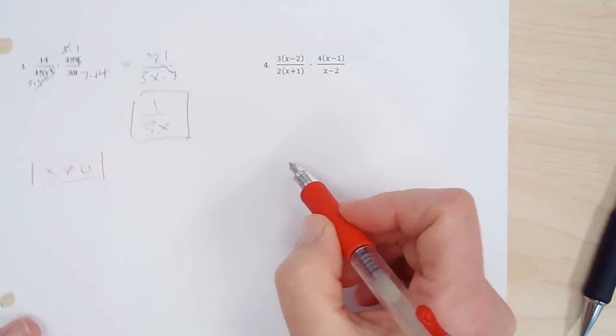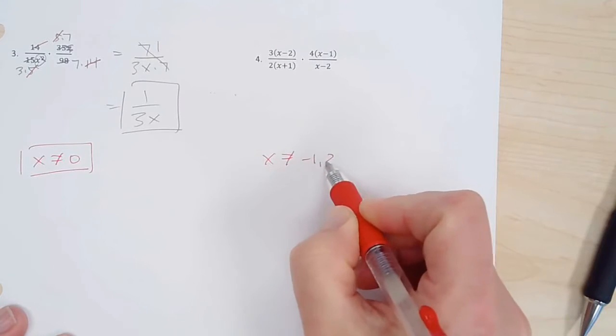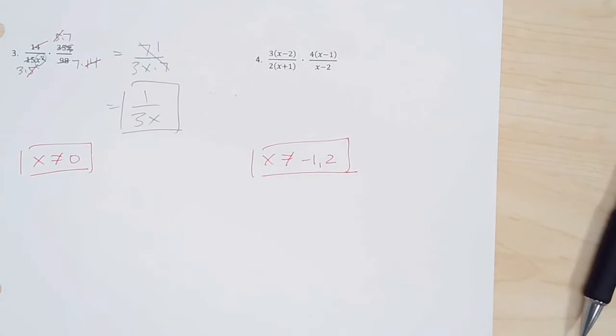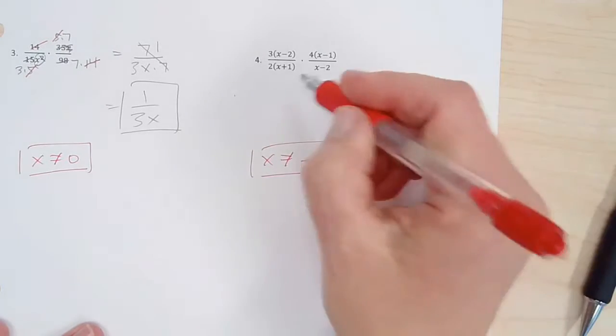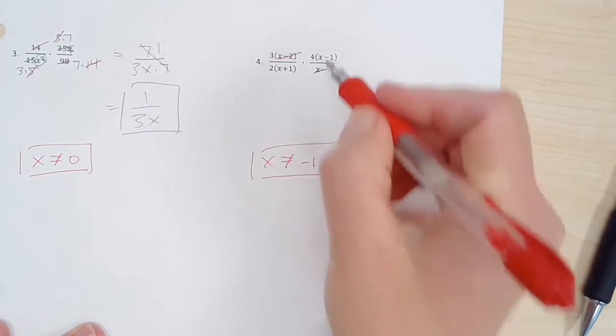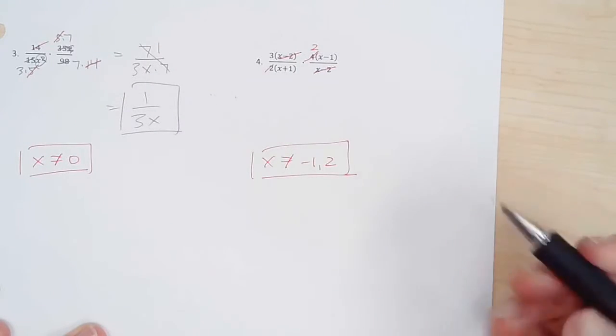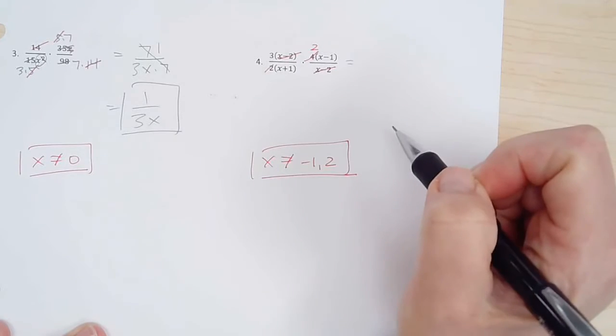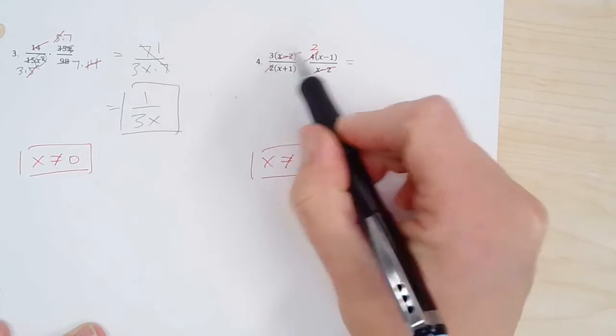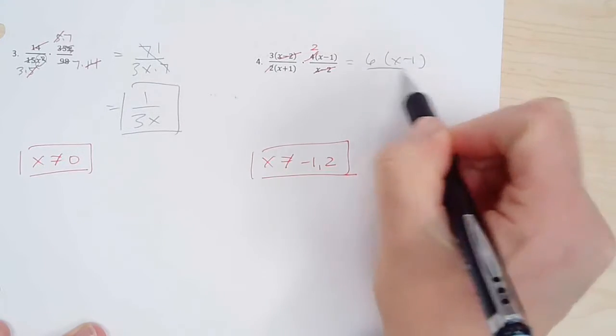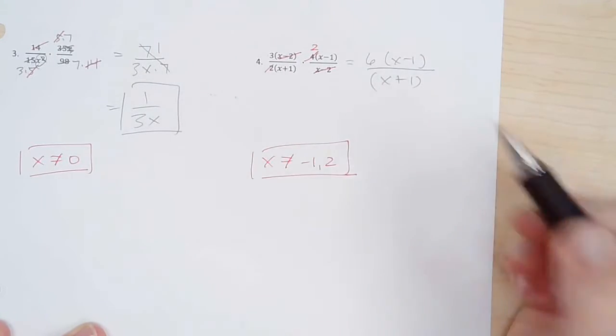X cannot equal -1 or +2. All right, now see if you can simplify anything. And let's see what you came up with. Hopefully you crossed off this x minus 2, this x minus 2. 4 divides by 2, that's 2, or I guess you could factor. And the x plus 1 and the x minus 1 actually don't simplify. So 2 times 3 is 6. You have x minus 1. Don't multiply it out. X plus 1 denominator. Nothing left to do. Moving on.